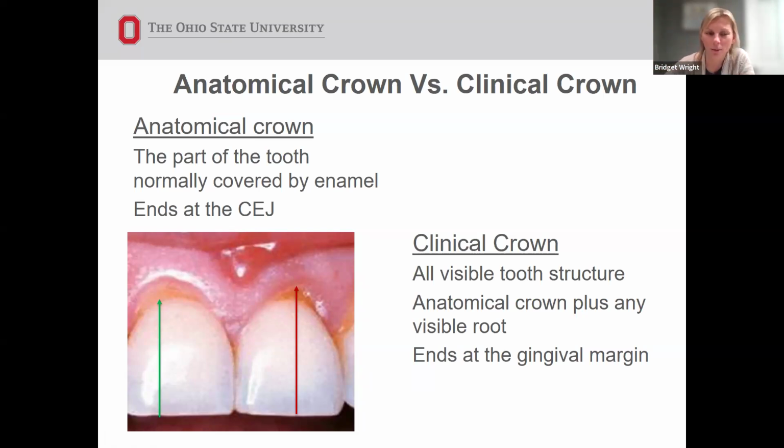So we don't necessarily need to talk about that, but the general thing that you need to know is the difference between the anatomical crown, which is covered by enamel and stops at the CEJ, versus the clinical crown, which is everything that's visible in the mouth. So if you have recession, then your clinical crown is going to get larger.